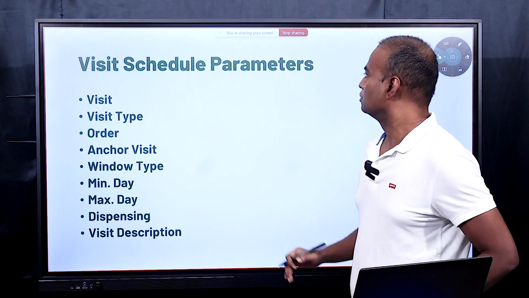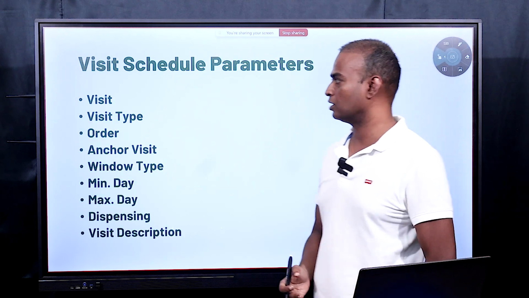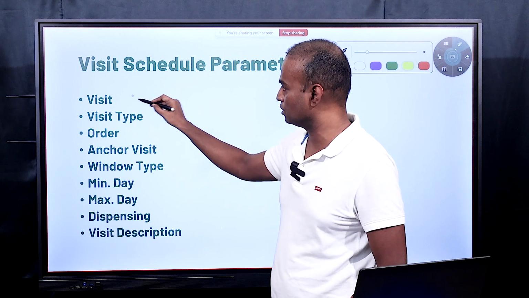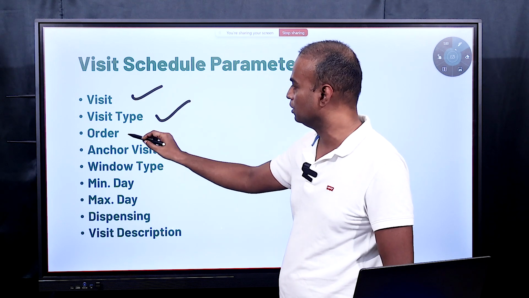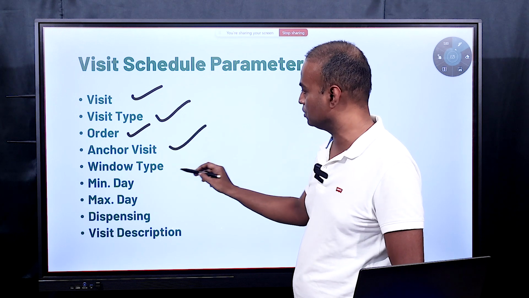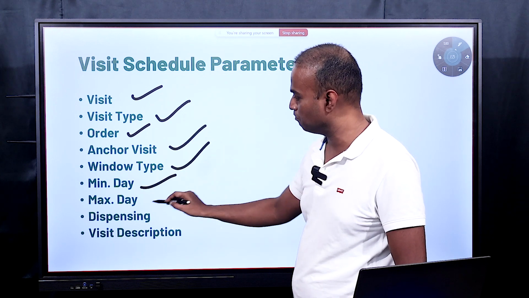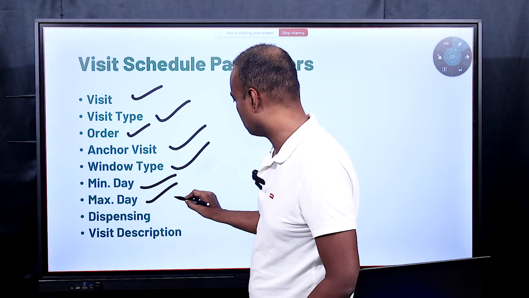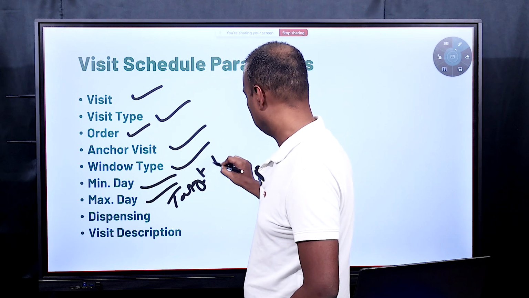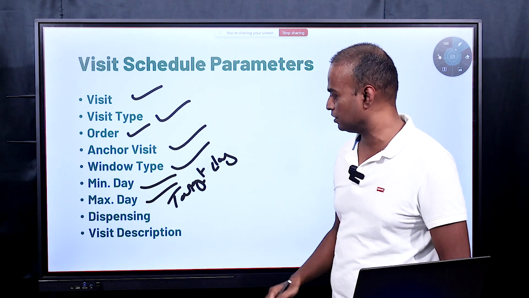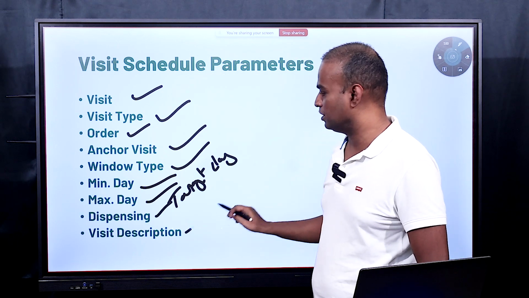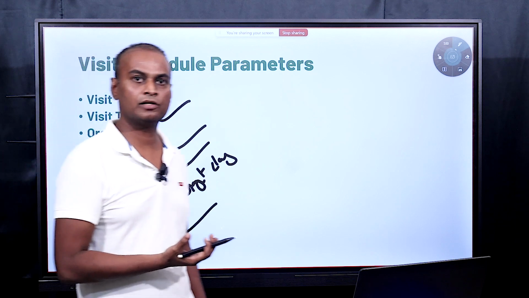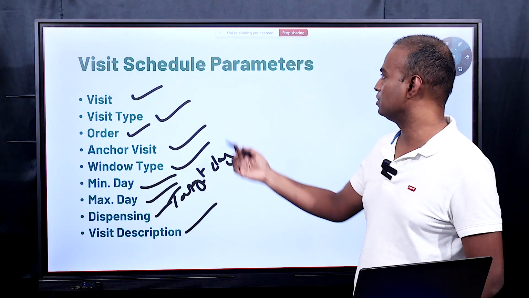So these are all the various parameters we configure for the visit schedule. First one is visit. Visit means what is a visit name, what is a visit type, we will check deeply into it. What is a visit order, what is anchor visit, what is a visit window, what is min day, max day. One more is missing here. There should be a target day. Yeah, target day is missing from this presentation. Dispensing visit, description. So these are all the parameters we need to consider while we are scheduling the visit, or while we are generating the visit schedule.